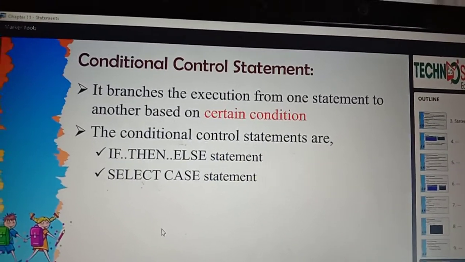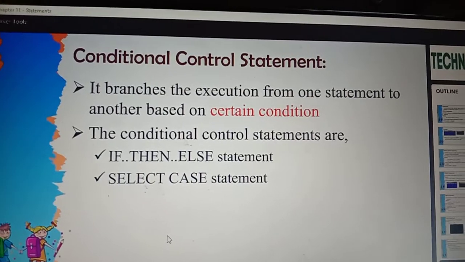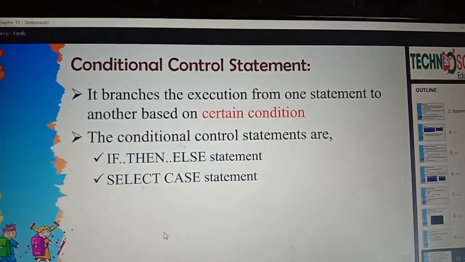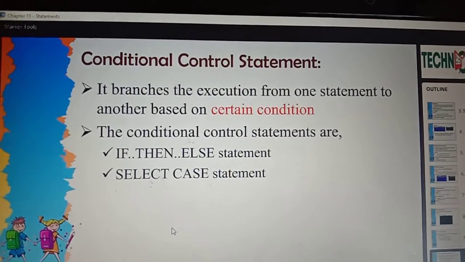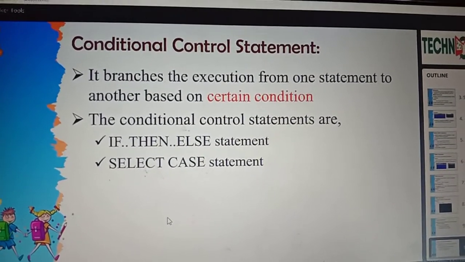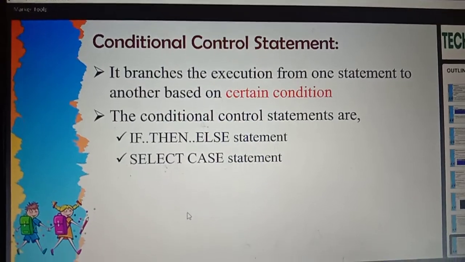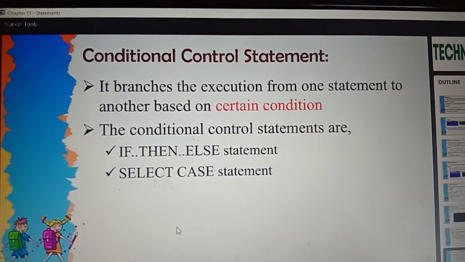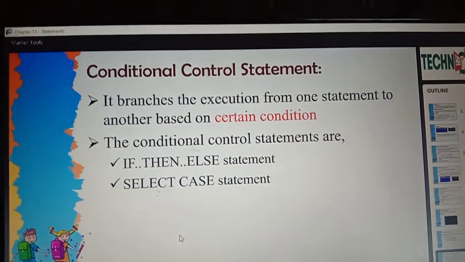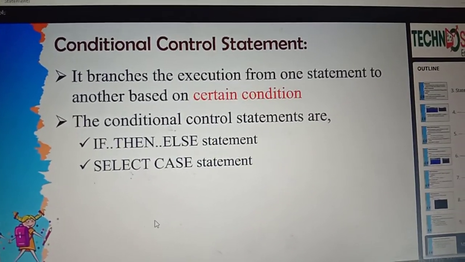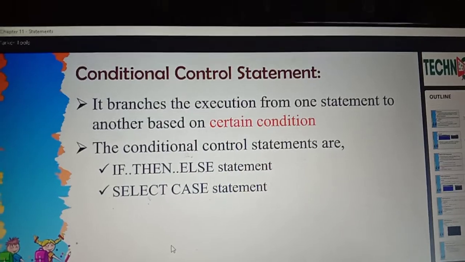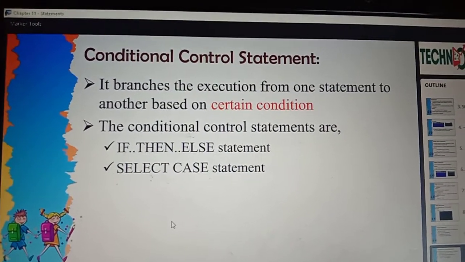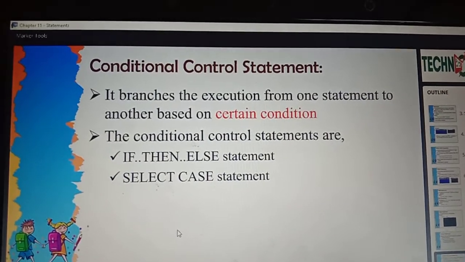Okay. First, we are going to learn about the conditional control statement. It branches the execution from one statement to another based on a certain condition. So it will jump from one statement to another during the execution based on certain conditions. Under conditional control statement, we have two types: the if then else statement and the select case statement.